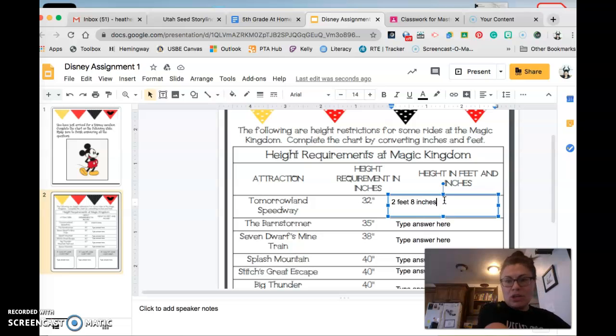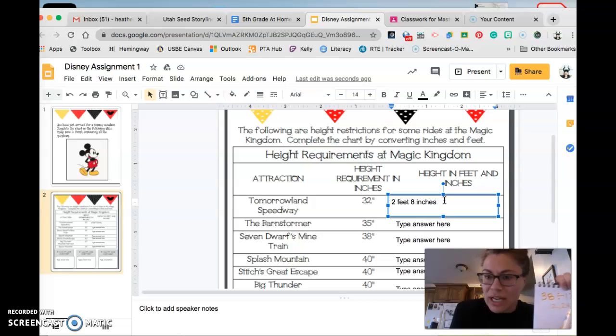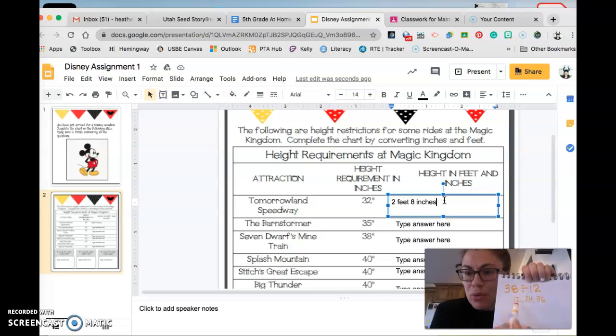Okay, let's try another one. Let's go to the Seven Dwarfs Mine. I love that one. So we have 38 inches. And we got to figure out how many feet. So I'm going to divide it by 12 again. Okay. I know my 12's times table. So I'm going to do 12, 24, 36. So that's 1, 2, 3 times. Sorry, I keep getting out of the screen. 3 times. So that means I'm going to have 3 feet.